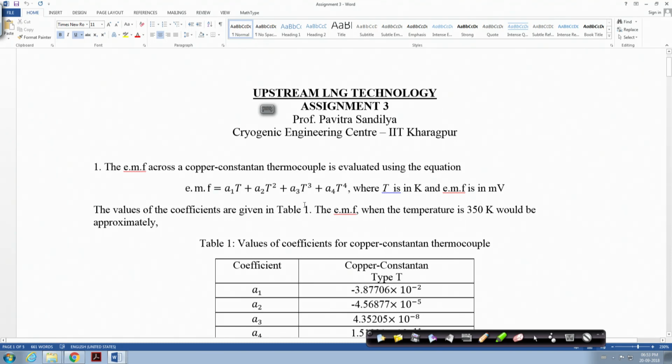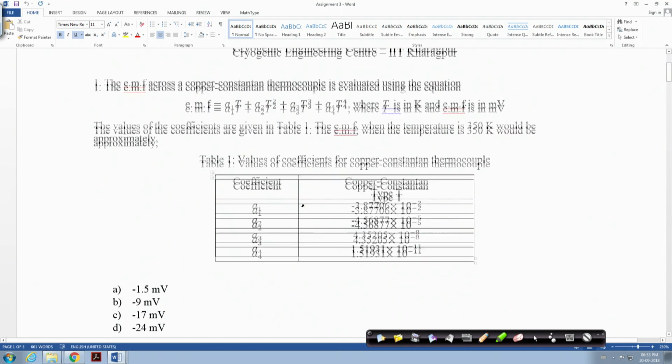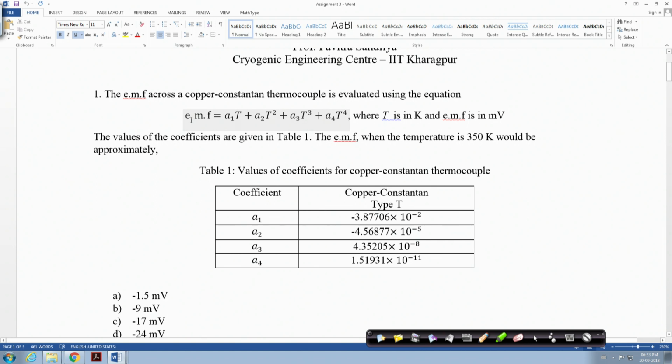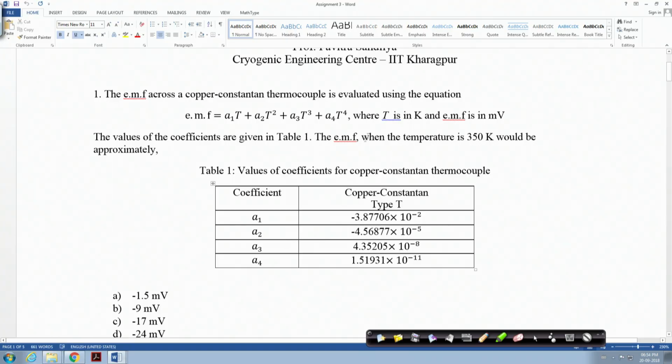assignment 3. In assignment 3, as you see, you have been given the expression for the EMF, okay, in terms of the temperature, and this is for a thermocouple. See, for a thermocouple we are measuring the EMF. Okay. So it is something similar to the one we just saw for the platinum resistance thermometer. There it was given in terms of resistance and temperature. Here it is with EMF and temperature, and the coefficient values have been prescribed here, and the temperature is in Kelvin. Okay, EMF is in millivolt.